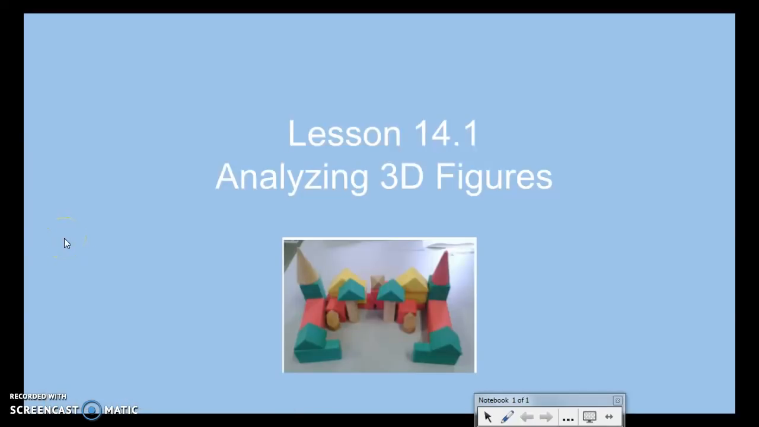Today we're going to be talking about how to analyze 3D shapes. And I know this looks kind of kiddish, and you might wonder, oh my gosh, why do we have to do this? But there is some vocabulary that we're going to need to know in order to be successful in this unit. So that's what we're going to be talking about today.